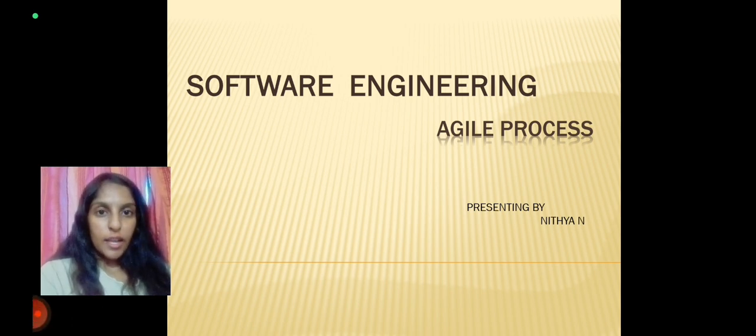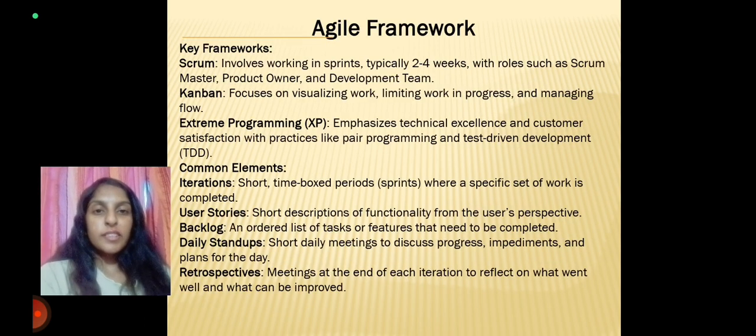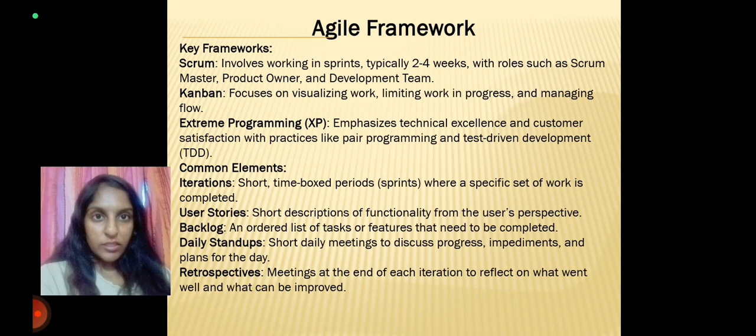Today we are discussing the Agile process, which is a part of software engineering. Let us see it one by one. First, let us see the Agile frameworks. The key frameworks are Scrum, Kanban, and Extreme Programming.